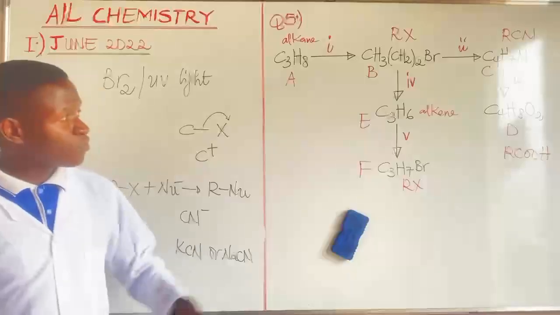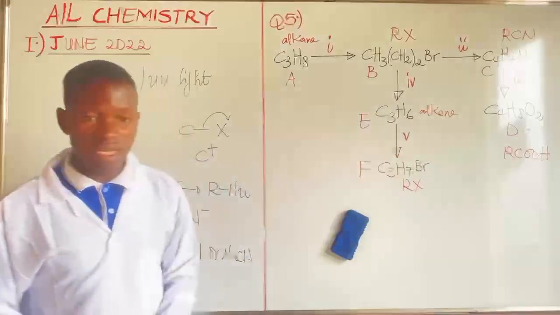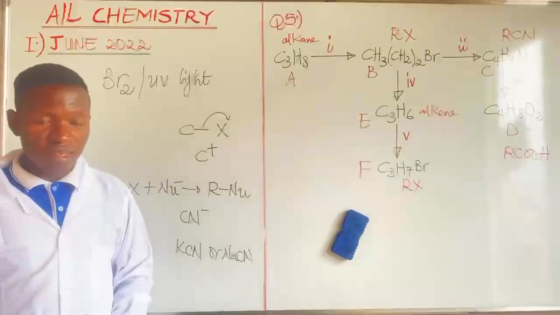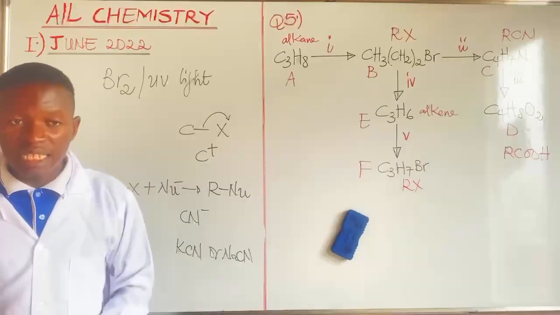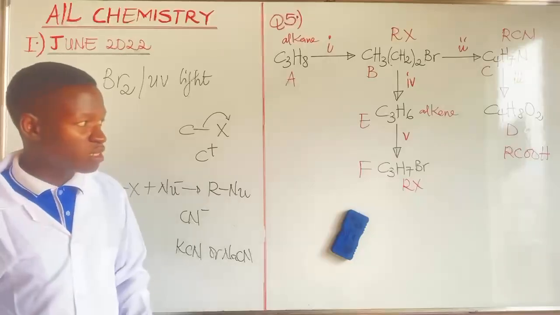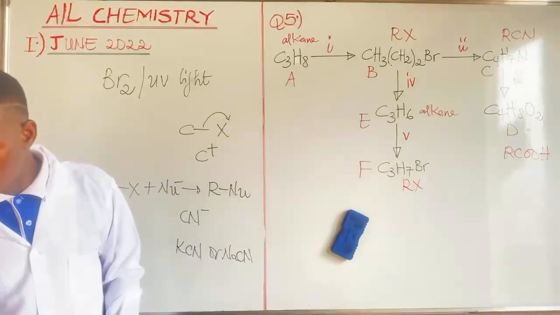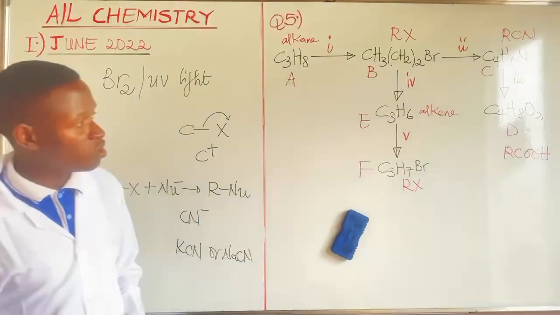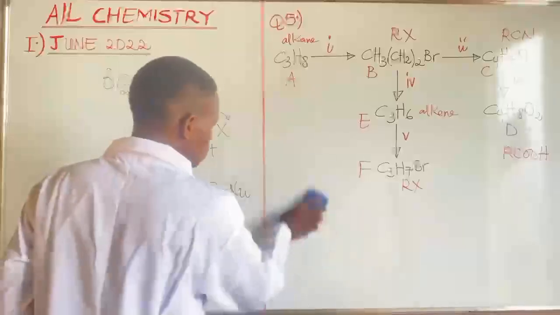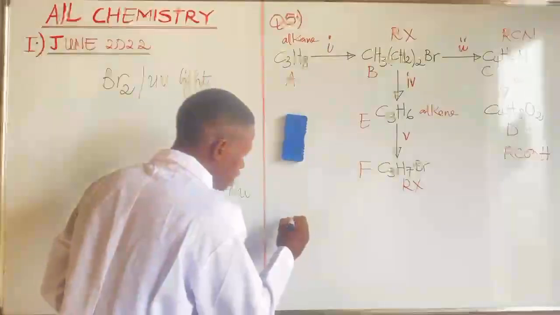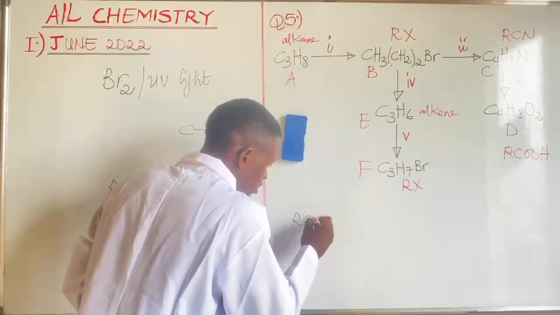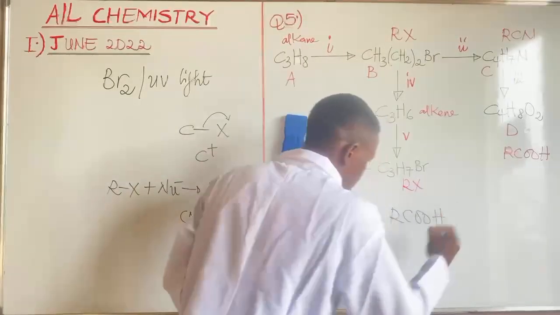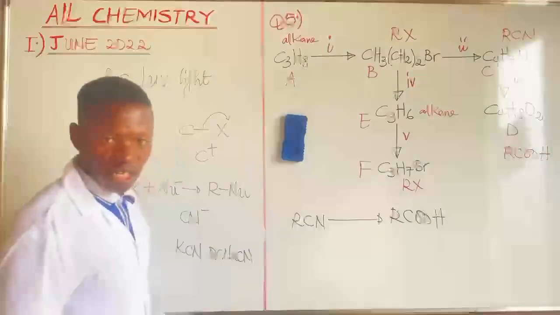Now we get to Roman 3. We are going from a nitrile to a carboxylic acid. That process is called acid catalyzed hydrolysis. But before that, how can we easily see that? What do you look at? We are going from the nitrile to a carboxylic acid. So if you observe this, what do you notice?